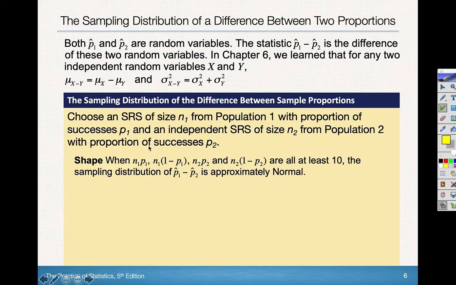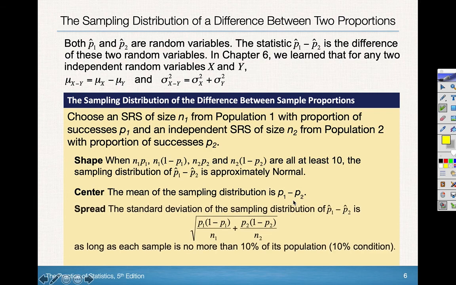So, our shape. Look at what we have to do in order to check shape. We have to check n times p, n times 1 minus p, which was our original way, but now we have to do that for population 1 with P1 and then population 2 with P2. So we have to check 4 things at least greater than 10 in order to check for approximately normal. We will get to those conditions in a second. The center is, of course, just subtracting, and then our new standard deviation will be to take the variance of the first distribution, P1 times 1 minus P1 over n1, add it to the variance of the second one, and square root the final variance to get the standard deviation. And then this says, if you are indeed sampling, meaning not experiment, make sure the 10% condition is still satisfied for each population.